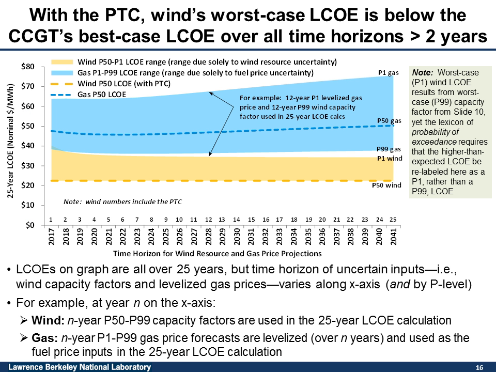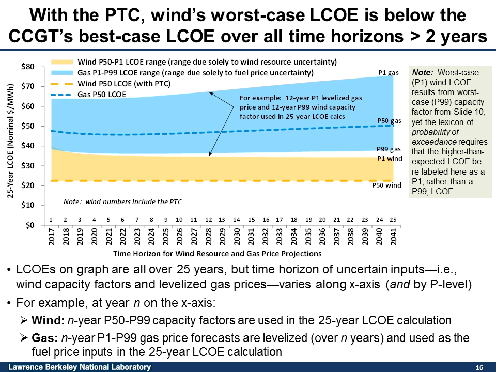And here we see the first set of results comparing the 25-year LCOE of a wind project with the PTC to that of a combined cycle gas turbine. Now I need to explain a few things here to hopefully avoid some confusion down the line.